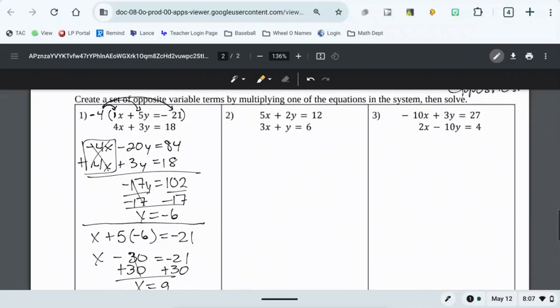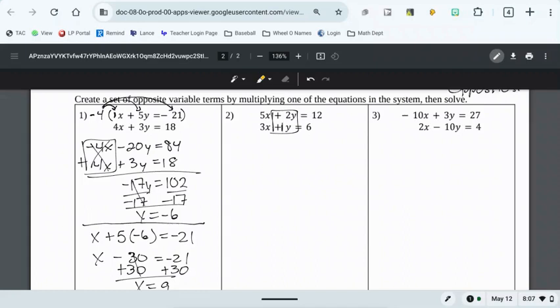All right, let's take a look at the second example. So we need to decide which set of variables we want to eliminate. Again, it's going to be difficult to turn a 3 into a 5 with multiplication. We can do it, but we're multiplying with fractions or decimals, and that just doesn't make it nice for us. So let's look at the y values.